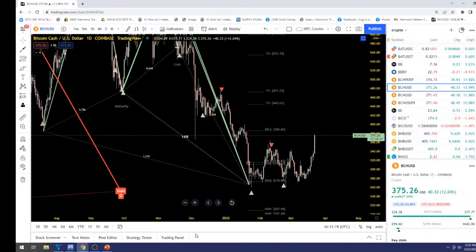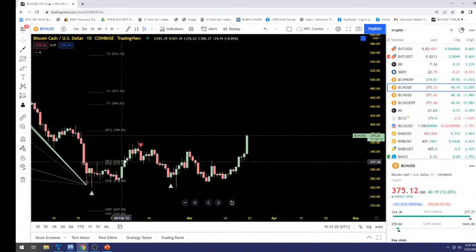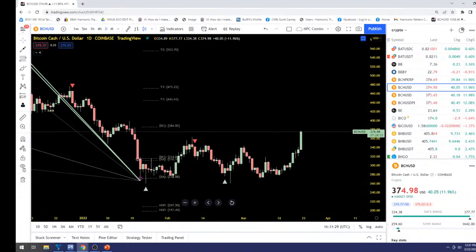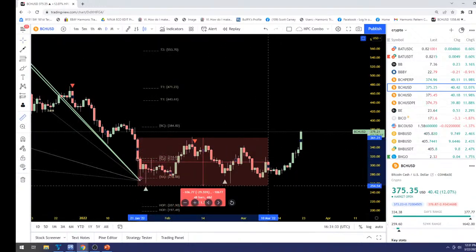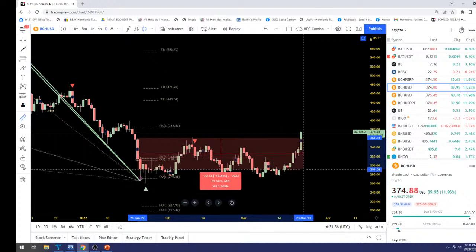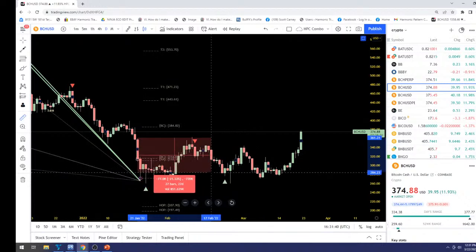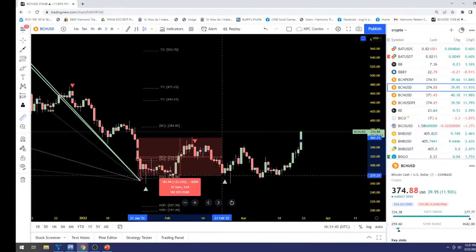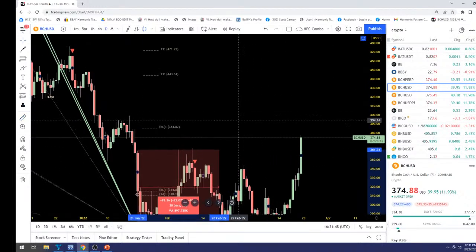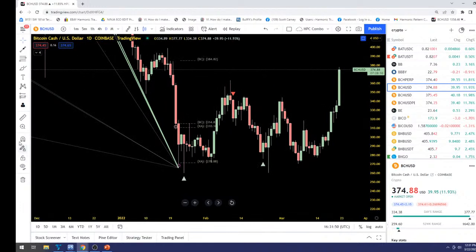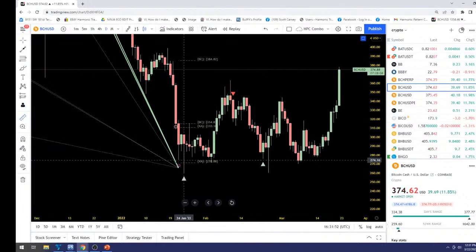Bitcoin Cash, massive butterfly. But take a look at what happened. You collapsed into the zone, and then count the bars. Today is bar 60. And here is bar 30. So take a look at that. I mean, that's an interesting chart because once you're at bar 30, there's the completion.